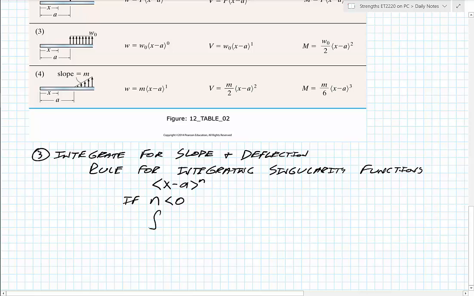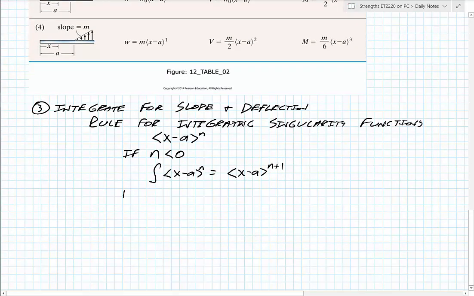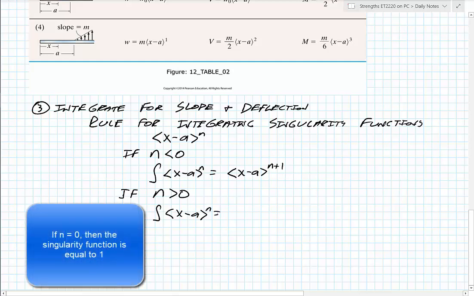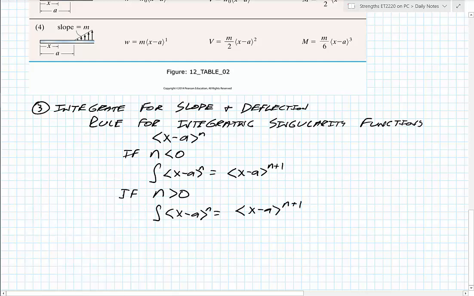then the integral of x minus a to the n power is equal to x minus a to the n plus 1 power. And the other option is if n is greater than 0, then the integral of x minus a to the n power is equal to x minus a to the n plus 1 divided by n plus 1.